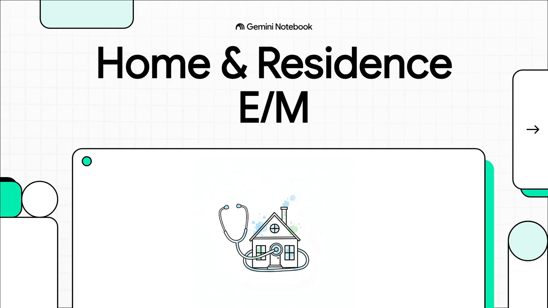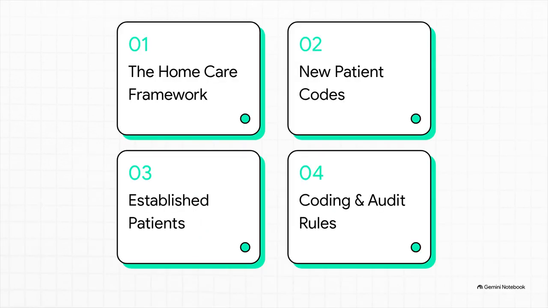So today we're going to break down exactly how to master these changes, make sure your documentation is absolutely bulletproof, and, most importantly, get your providers reimbursed correctly without triggering a nasty audit. Okay, let's take a quick look at today's agenda. We'll start off with the home care framework, move right into new patient codes, discuss established patients, and then wrap the whole thing up with those absolutely crucial coding and audit rules.